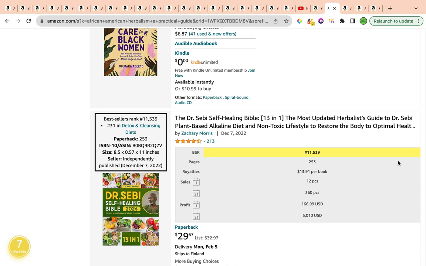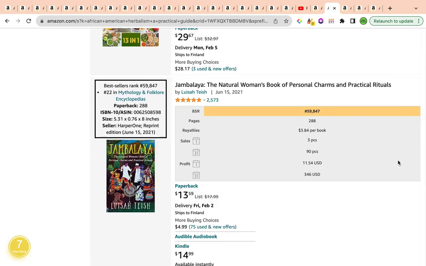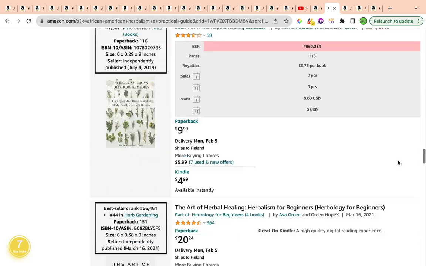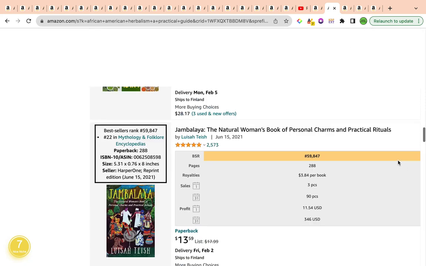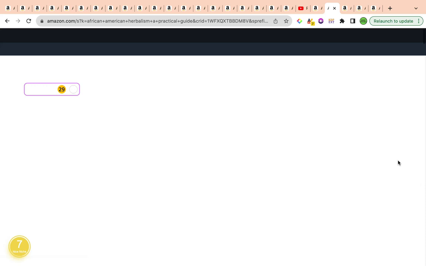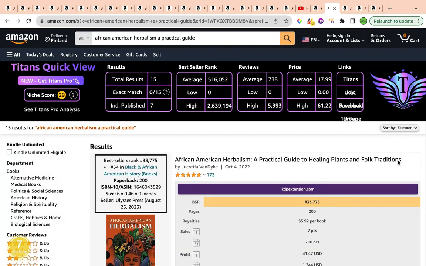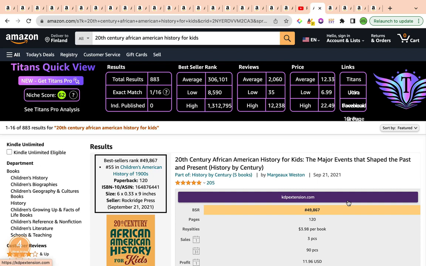So we have a couple of books that are also ranking quite well that are not specifically about African American herbalism, but they are connected to the African American niche as well. That way they've utilized this keyword as part of the 10 keyword slots. So these were the 2 keywords for the day: African American herbalism, a practical guide, and the 20th century African American history for kids.